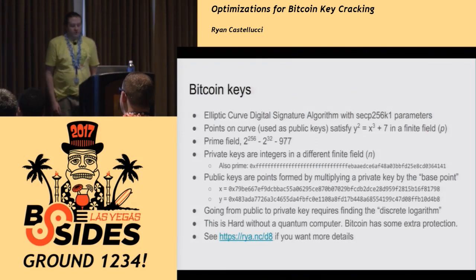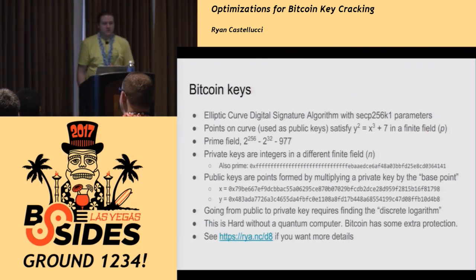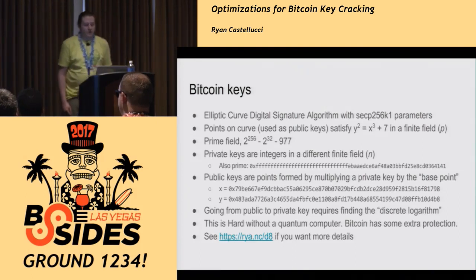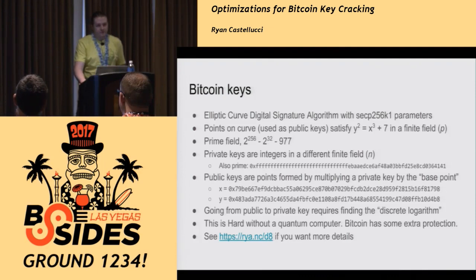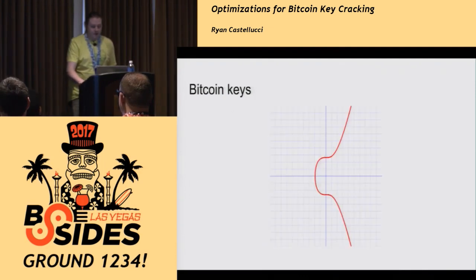And if you want to go from public key to private key, you need to have an algorithm that can efficiently find the discrete logarithm. This is supposed to be very hard without a quantum computer to run Shor's algorithm on. There's some stuff in Bitcoin that makes it so that this is a limited risk even if somebody does have a big quantum computer and wants to crack Bitcoin. I don't have time to go super into detail on how elliptic curve cryptography works. There's a paper linked at the bottom of this slide that you can read.